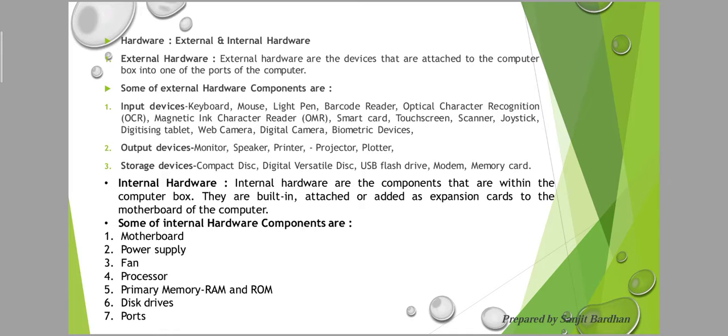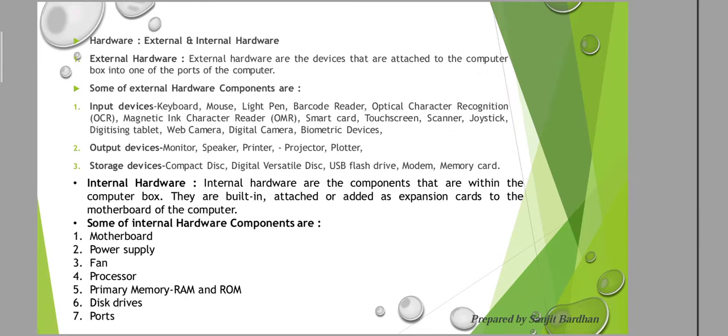Okay, some internal hardware components are the motherboard, power supply (SMPS), fan, processor, primary memory (RAM and ROM), disk drive, ports, etc. Hope all of you understand what external hardware is and what internal hardware is. Okay, move on to the next page.